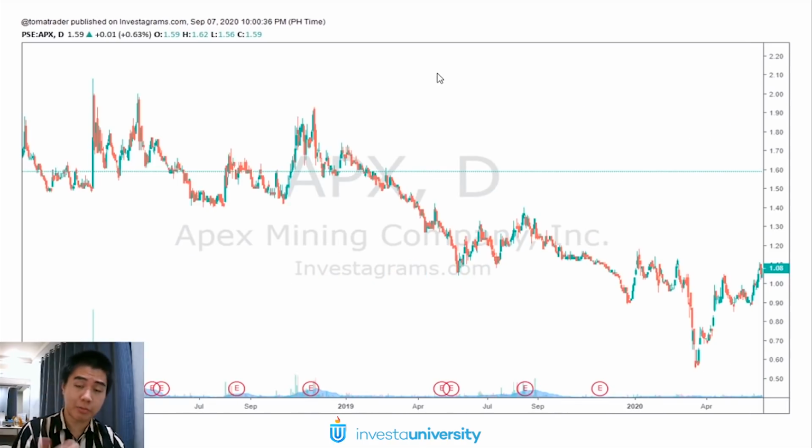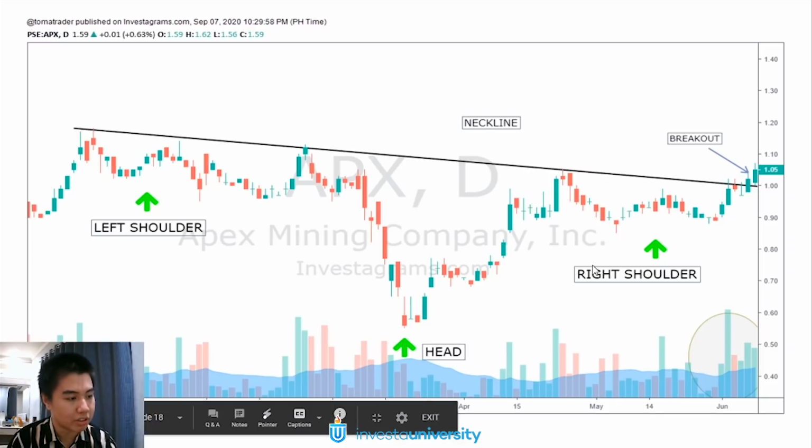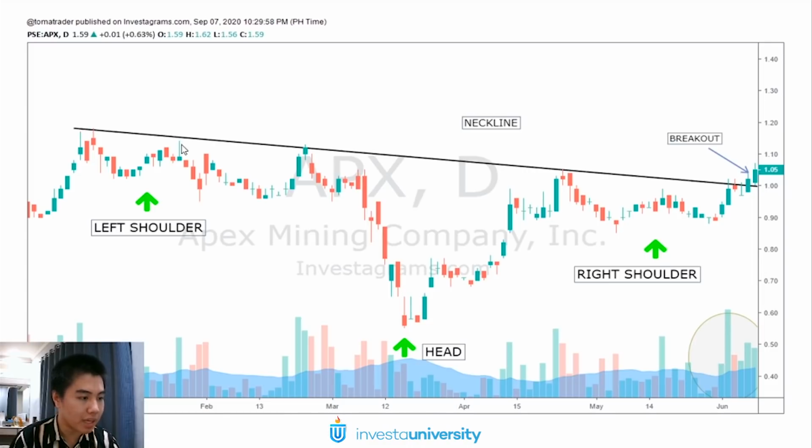Okay, here's another one. This is a very recent example. APX, diba? Nakikita nyo ba kung saan yung pattern dito? If I zoom in, ito siya. Alright, so we have an inverse head and shoulders again for APX, showing a potentially nagbo-bottom out siya. So again, we have the left shoulder here, we have the head here, and we have the right shoulder here. And then over here, we have the neckline.